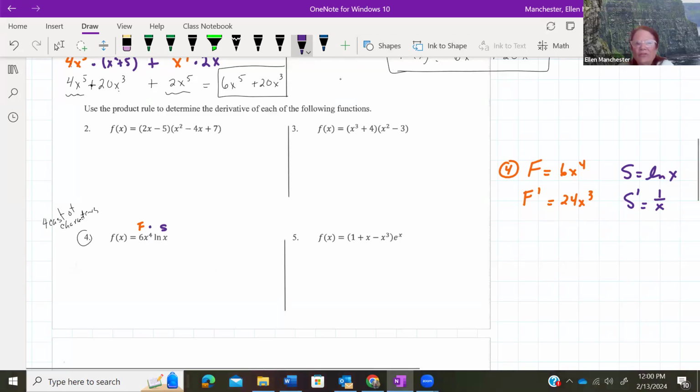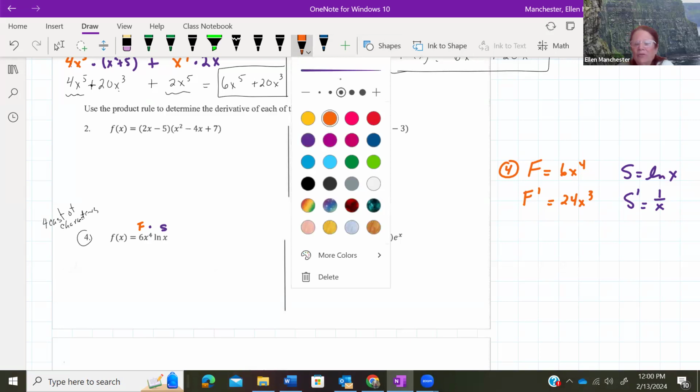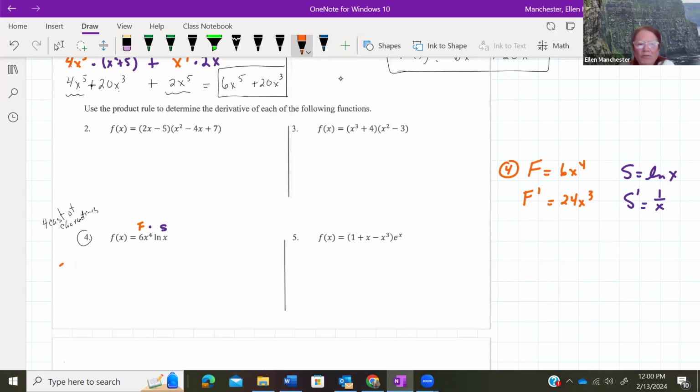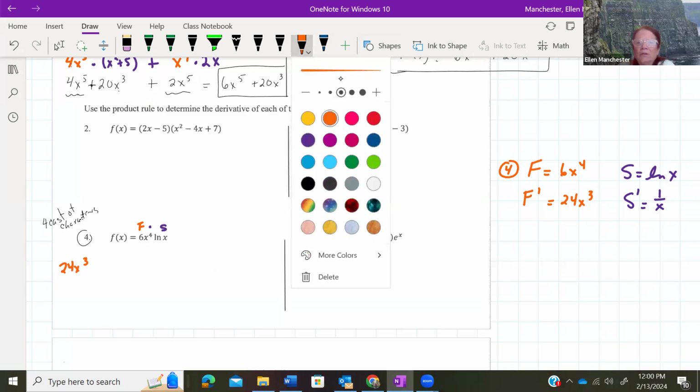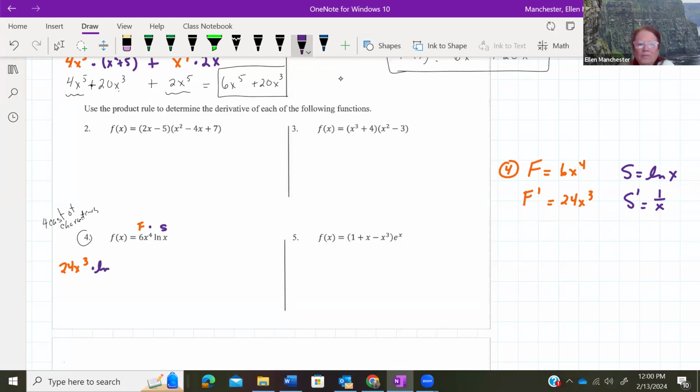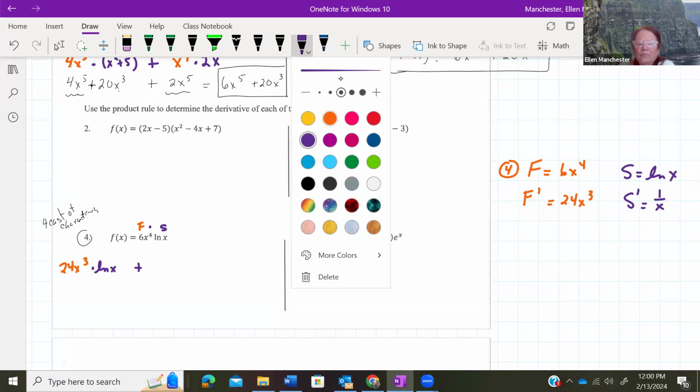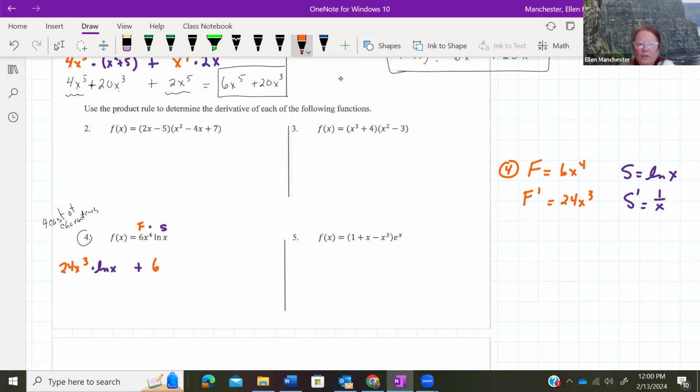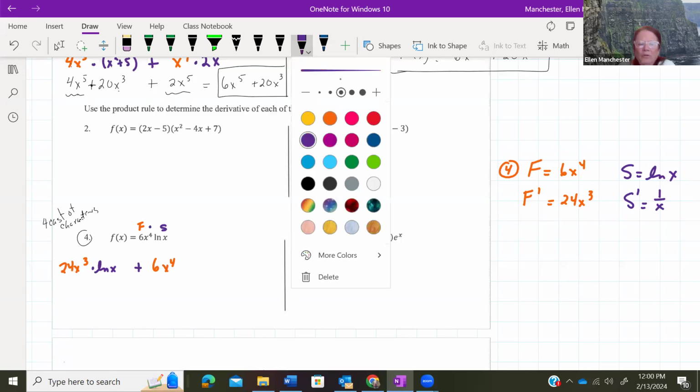Now all I have to do is start writing them, putting them into my formula. So derivative of the first times the second, plus the first times the derivative of the second.